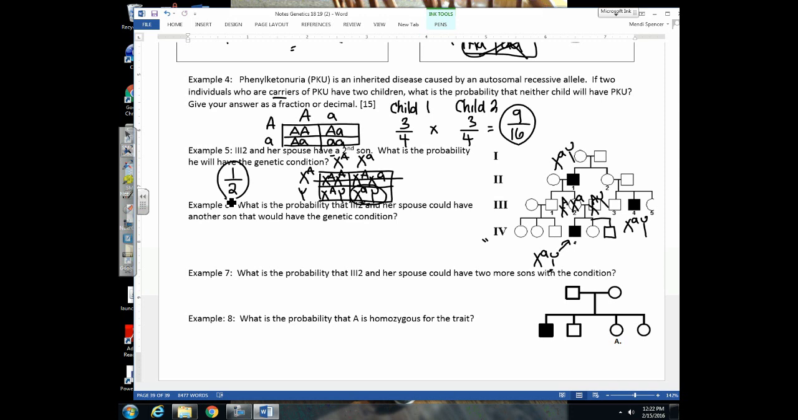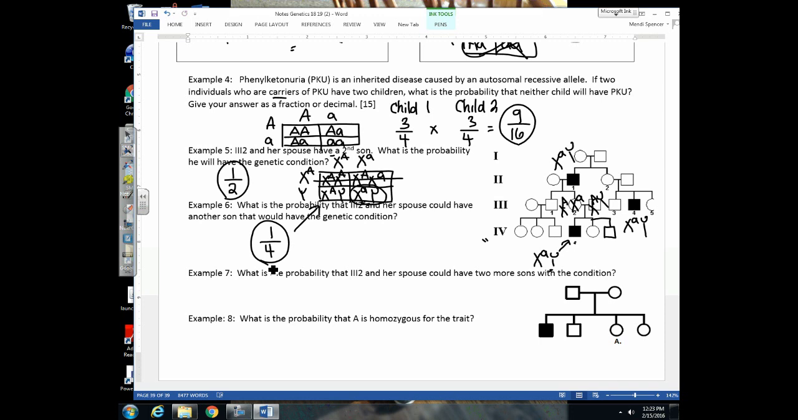Example 6 says, what is the probability that 3-2 and her spouse could have another son that would have the genetic condition? In this situation, it's not saying they do have a son that was born. It's saying that if they have another child, what is the chance that he would have this genetic condition? We can just take a look at this Punnett square that we have up here, because those are the two parents being crossed. If they have another child, what is the chance that they're going to have a son that has that trait? In this case, it's just 1/4.